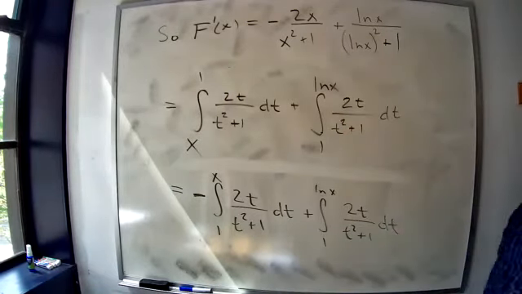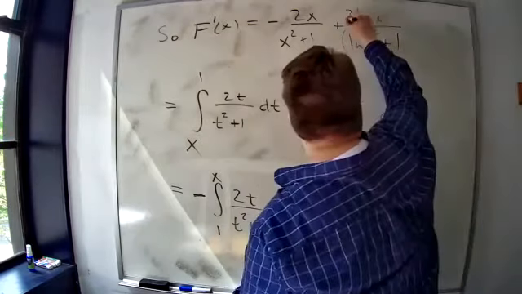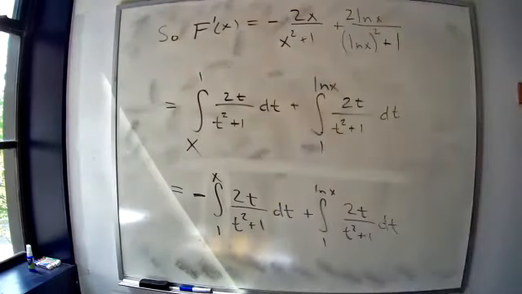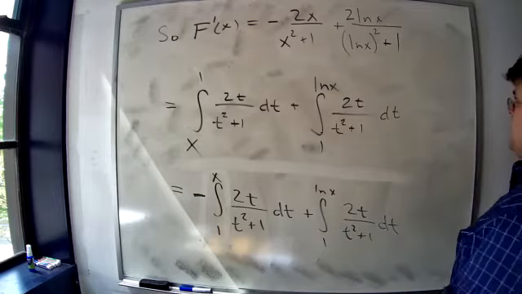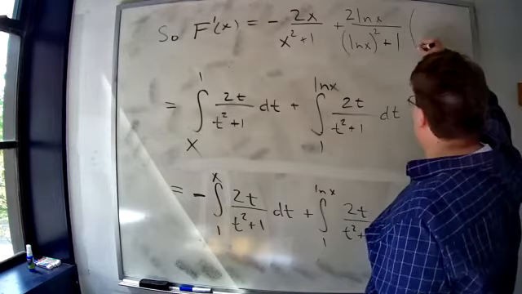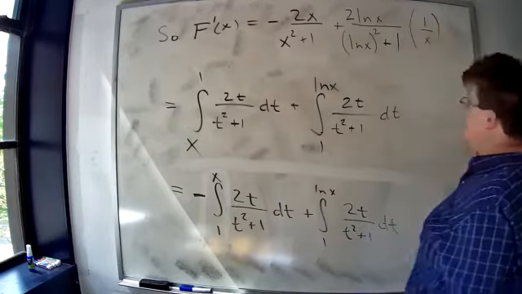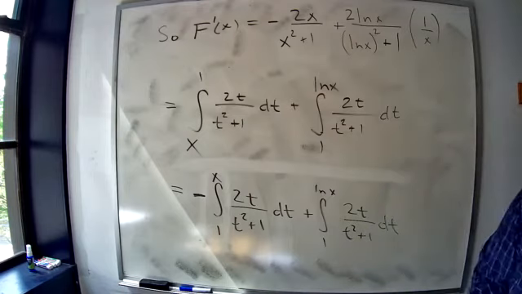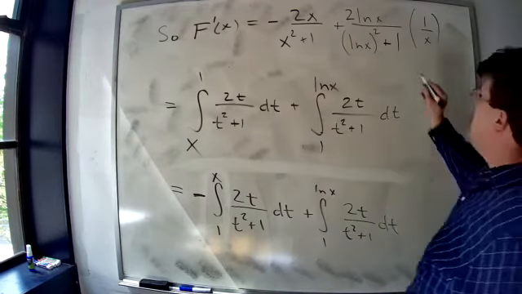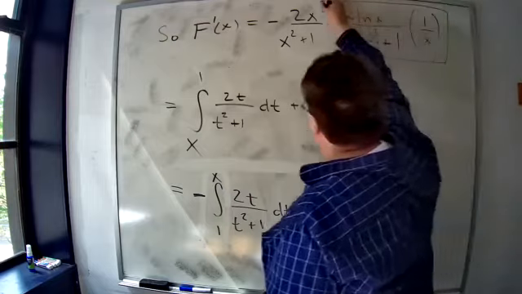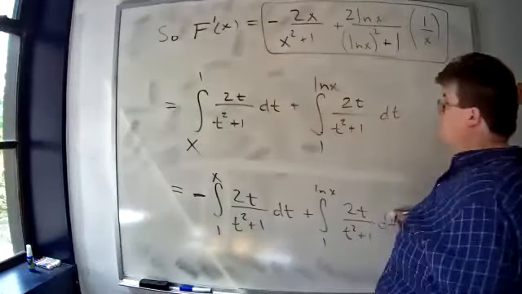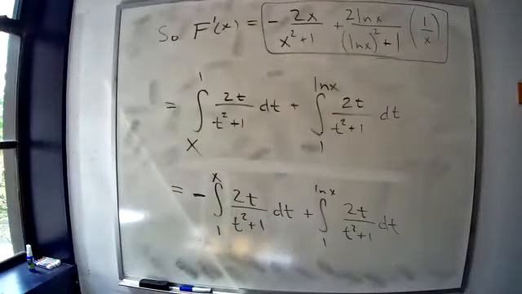But then, sorry, 2 log x. There's a 2 there. But then we need to use the chain rule. The derivative of the natural log is 1 over x. And this one actually does simplify a little, but you don't have to worry about that.